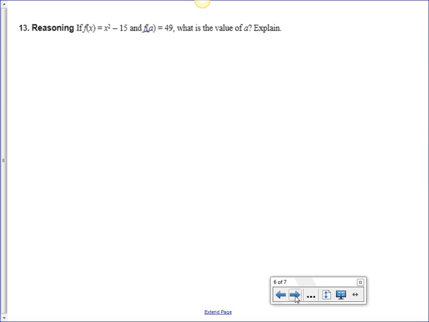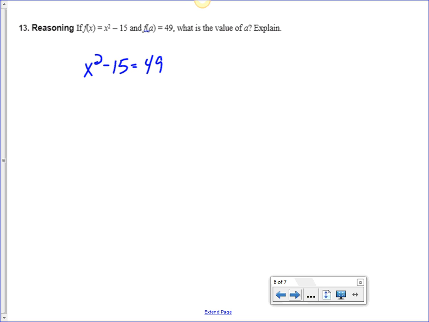If f of x is equal to x squared minus 15, and f of a is equal to 49, what's the value of a? So we want to figure out what the a would have to be, or the x would have to be, in order to get 49. So the question that we are asking is really this: x squared minus 15 is equal to 49.